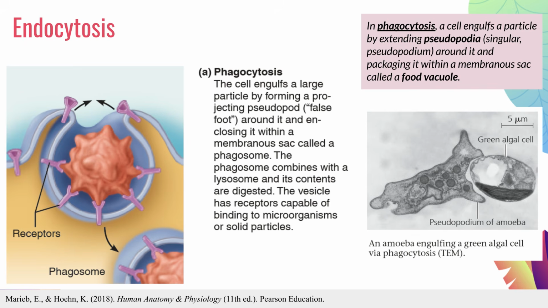In phagocytosis, the cell extends pseudopodia to engulf large particles. The material is enclosed in a food vacuole, which is later digested. The image on the right is a micrograph of an amoeba engulfing a green algal cell, illustrating phagocytosis in action.